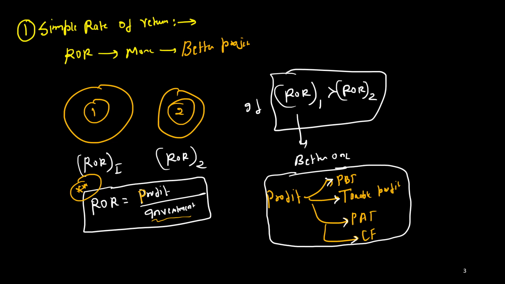So how can we use this? Just try to understand. By default, if nothing is given in the problem, then profit is always considered as the profit before tax, and investment is always considered as the fixed capital investment. So by default, you will be taking profit before tax, and in case of investment, you will be taking fixed capital investment.